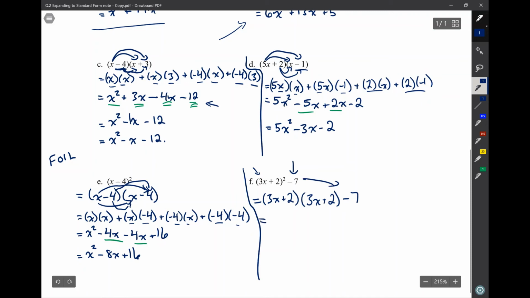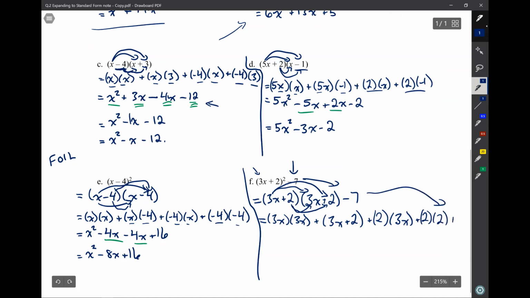This equals my first, which is 3x times 3x. My outside, which are 3x times plus 2. My inside terms, which are 2 and 3x. And my last terms, which are plus 2 and plus 2. So plus 2 times 2. And I can't forget, carry down my minus 7 there.